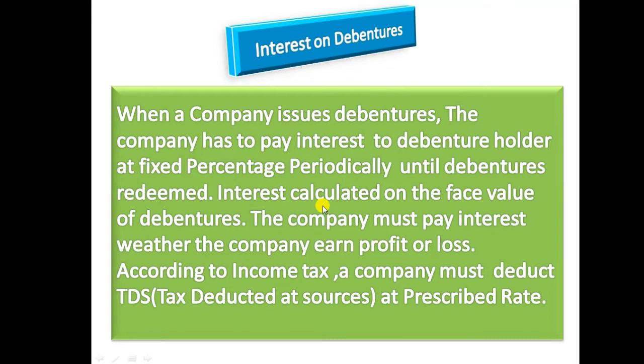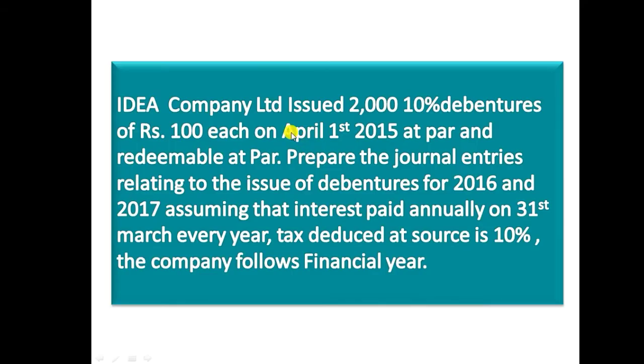The company can issue debentures at par, premium and discount, but the company should always calculate interest on the face value only. The company must pay the interest whether the company earns profit or loss. They should pay the interest to the debenture holder, and the company should also deduct TDS before paying interest to the debenture holder at the prescribed rate. Let's see one example question.